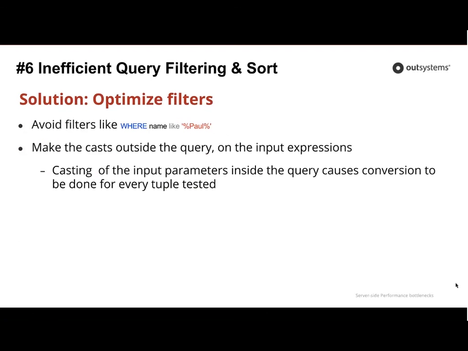How to optimize the filters? This is what we described previously using the like. We should, whenever possible, avoid using this kind of filters. If you need to have some kind of cast, try to do it outside the query. If you need to transform a text into an integer, please do it outside the query instead of doing it inside the query statement.